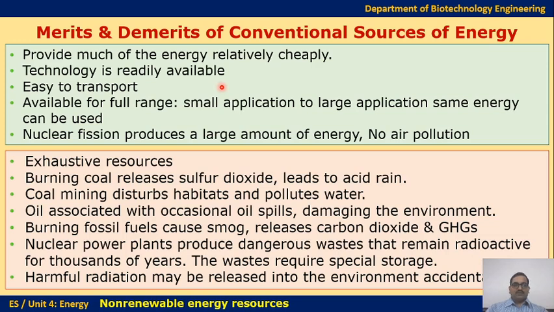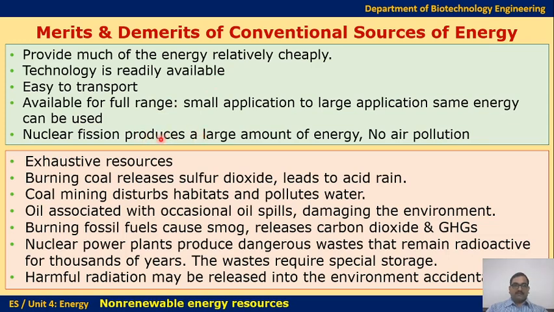So we have a lot of merits and demerits of using conventional sources of energy. They produce a lot of energy cheaply. The technology is readily available for us, easy to transport, and has a full range of applications. So you can use this energy for anything. Nuclear fission produces a large amount of energy and no air pollution.